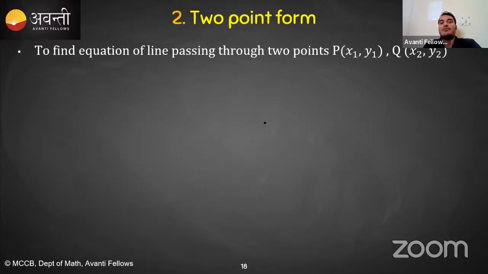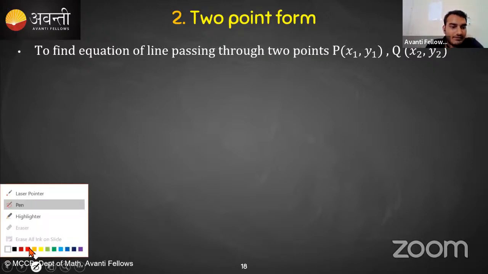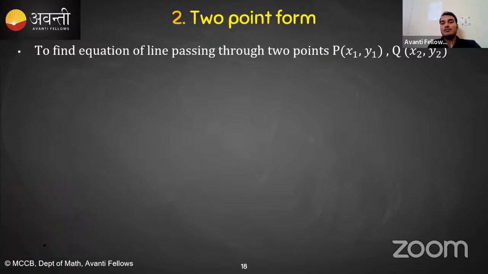Now the second form is if the 2 points are given, the question will say: find the equation of the line passing through the 2 points. So if this is the information given, first of all, if the 2 points are given, then you can directly find the slope. Yes or no? If 2 points are given, then the slope of the line will come from that. Yes or no? So here, what is your slope?